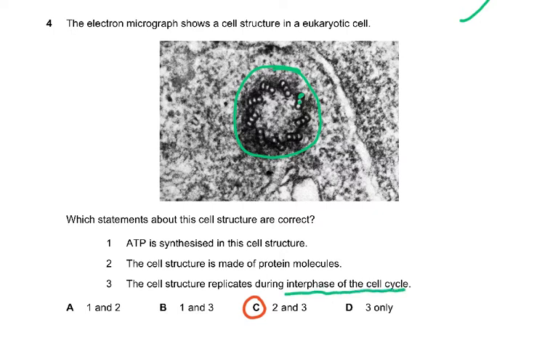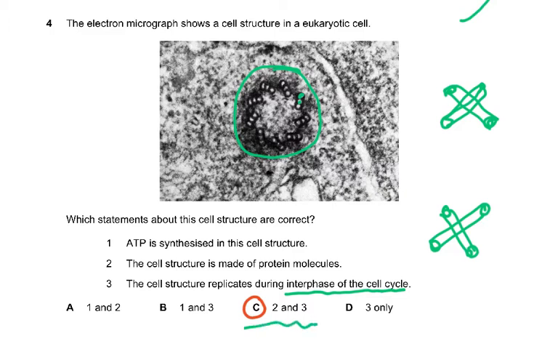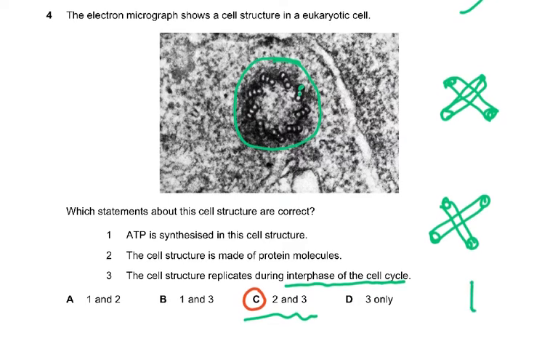So during the G2 phase of the cell cycle, interphase of the cell cycle, the centrioles replicate. Replicate means we have one centriole. Centrioles are these rod-shaped structures like this. And then two are formed. So centrioles replicate. So that is why 2 and 3 was correct. And of course ATP is not right because ATP is not synthesized in the centrioles. It's synthesized in the mitochondria. So this was question 4.